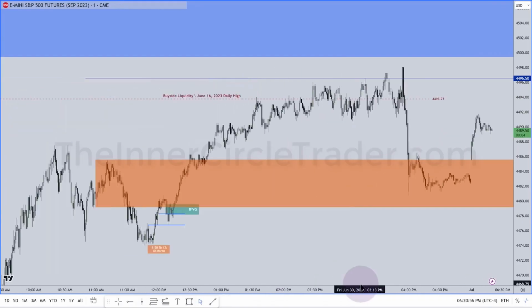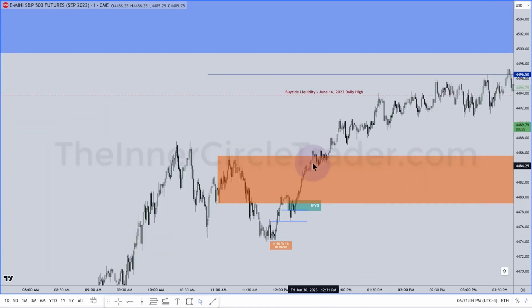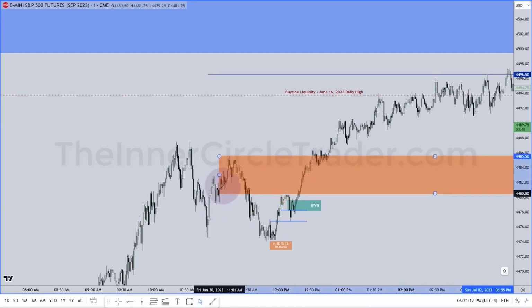Okay, we're looking at a 1-minute chart. So now we can see how we're utilizing the upper portion of the breaker here. You zero in on the change in the state of delivery, that last candle right there.